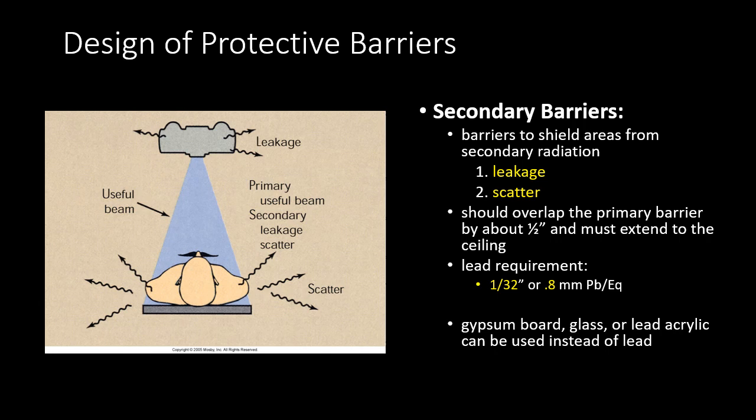Secondary barriers are barriers that shield from secondary radiation, and they're going to include both leakage and scatter as far as those types of radiations. They should overlap the primary barrier by about 1/2 inch and must extend to the ceiling. Lead equivalencies are going to be 1/32 inch or 0.8 millimeters of lead equivalency. Gypsum board, glass, or lead acrylic can be used instead of lead.